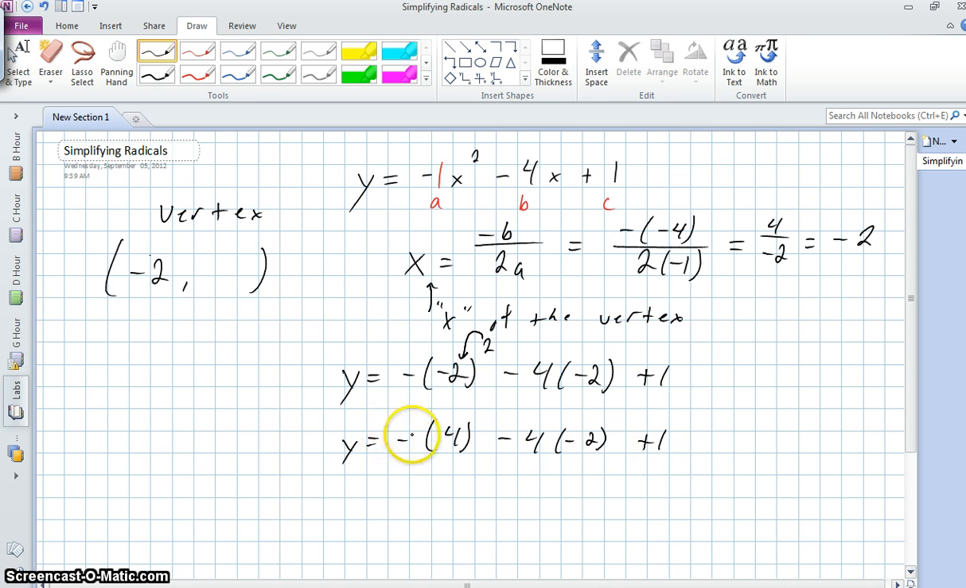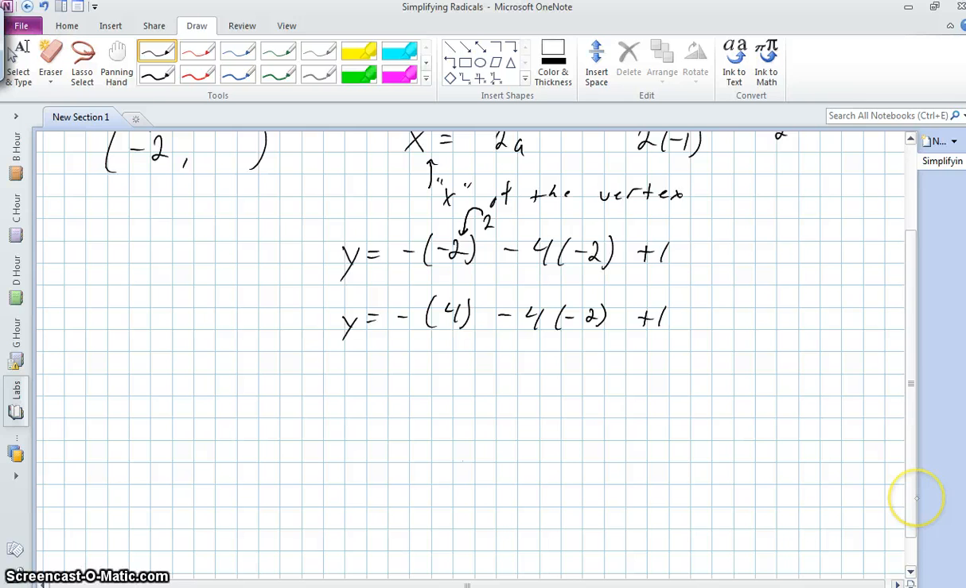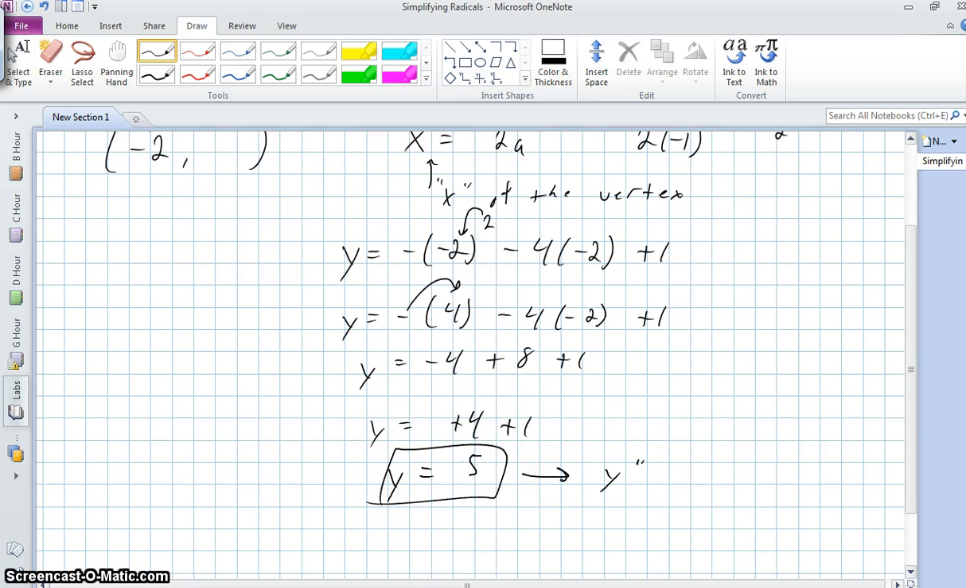Again, don't deal with this term until you square that number in the parentheses first. When we square that, we get positive 4. Now when we distribute the negative, we get y equals negative 4. Negative 4 times negative 2 is positive 8 plus 1. Now we're just adding and subtracting. Negative 4 plus 8 is going to be positive 4. Sorry, didn't mean to write negative. It's going to be positive 4. Positive 4 plus 1 gives us y equals 5. Just to clarify, this is the y of the vertex.